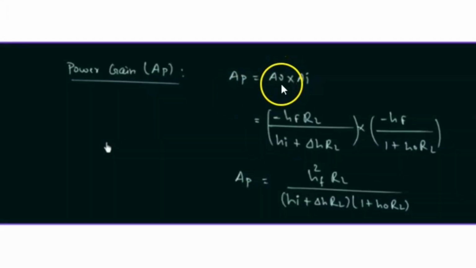Now we have a next parameter, that is our power gain. So that is equal to AV times AI. Now we know the expressions for both, so we can just directly put them and we are going to get the value as HF square RL by HI plus delta H RL times 1 plus H0 RL.